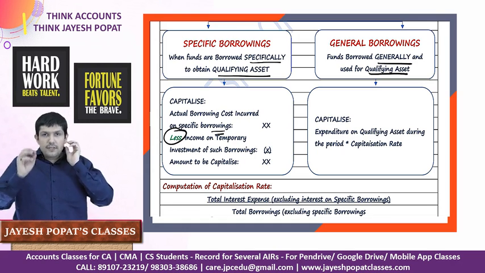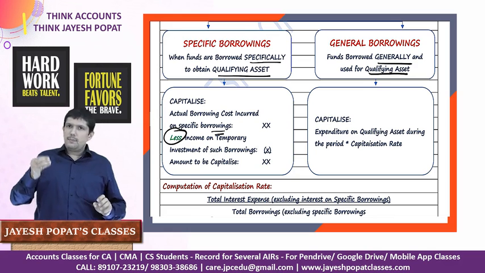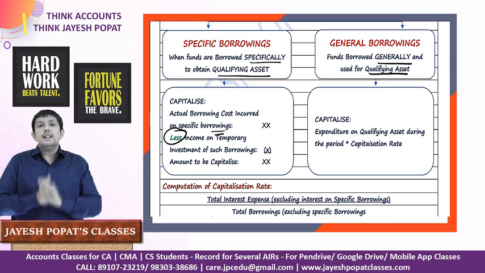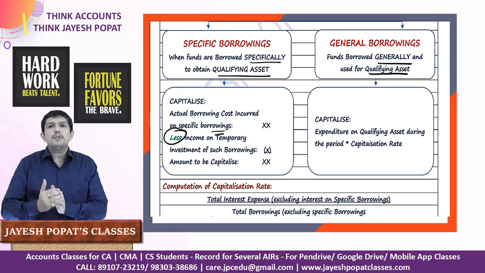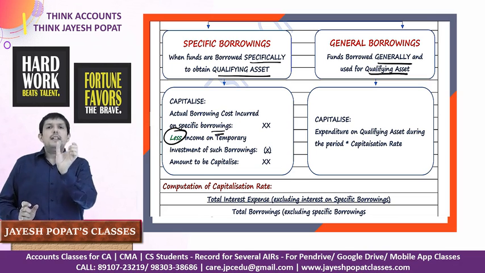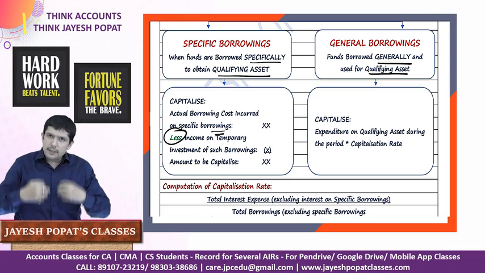For example, we have taken a loan of 10 crore rupees to make this factory building. Initially, we have to spend 6 crore rupees. The remaining 4 crore rupees have to be paid after, let's say, 6 months. So for that interim period, we invest this 4 crore rupees and earn some interest out of it.